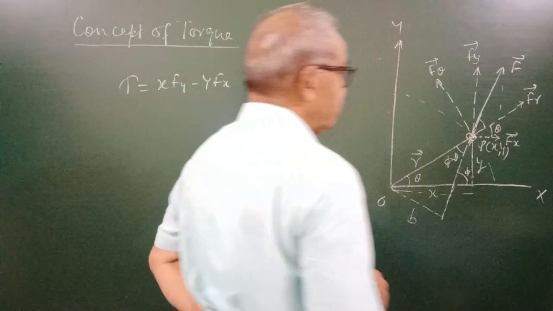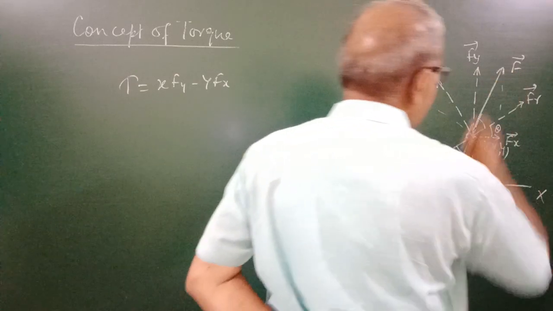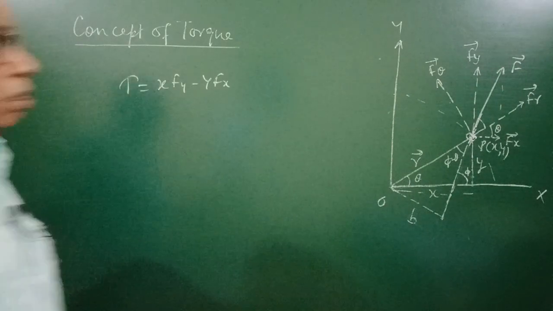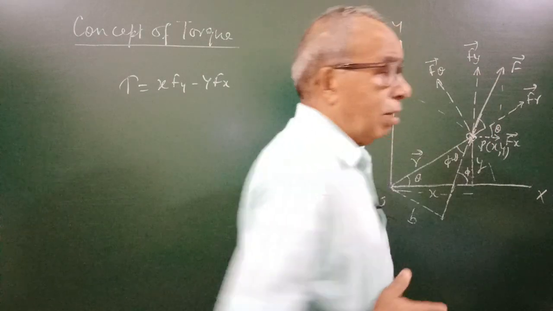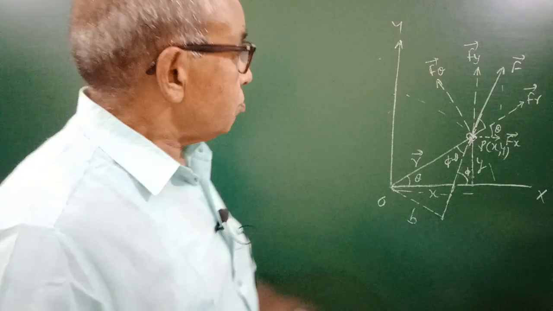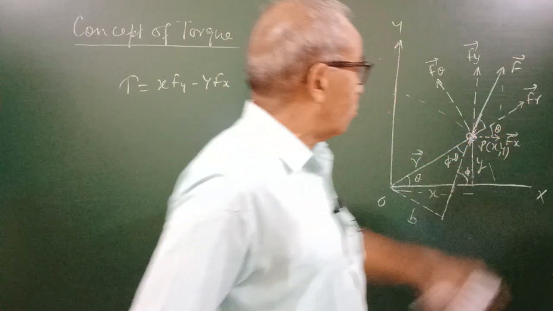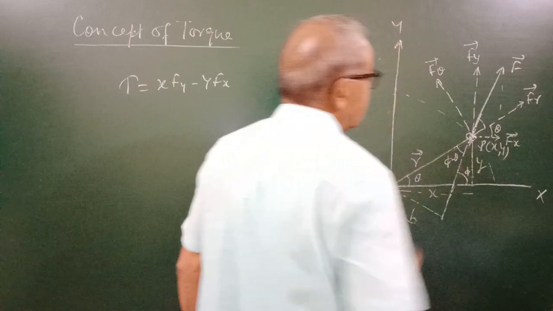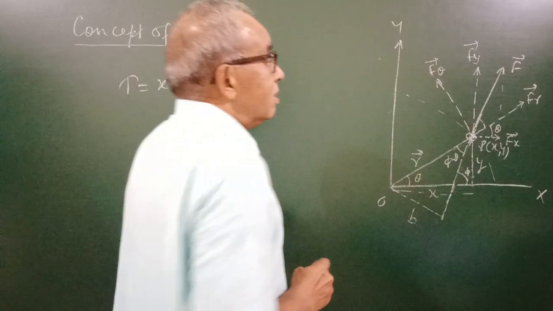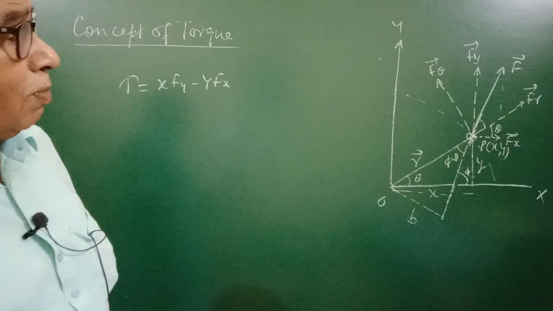x, y are the coordinates of point P. Here, this is Fx, the component of vector F along the X axis, and Fy is the component of vector F along the Y axis. I have told you about Cartesian components and polar components. Fx and Fy are the Cartesian components. Fr is the radial component of force along the radius outward, and this is F theta, the angular or tangential component of force. You will become familiar. You are learning this for the first time, so you may feel some difficulty.